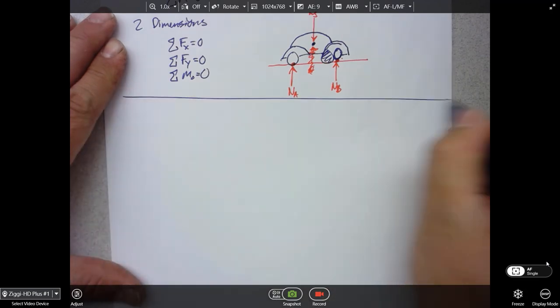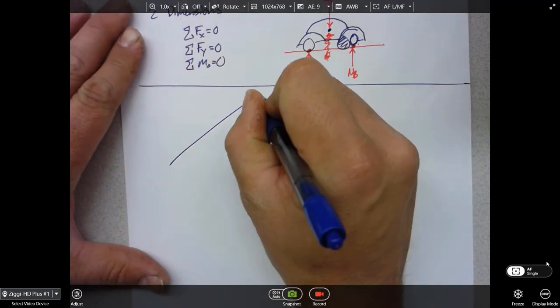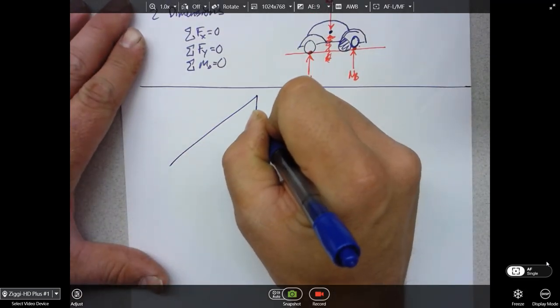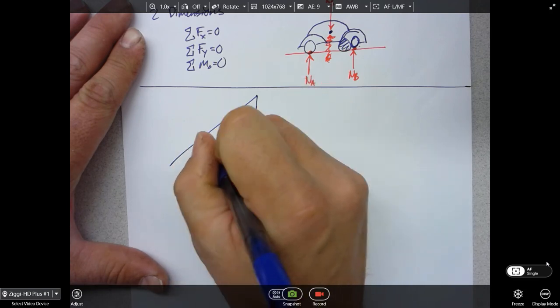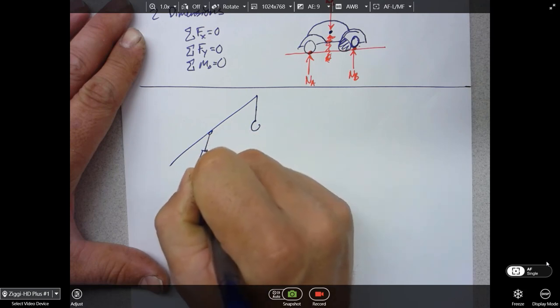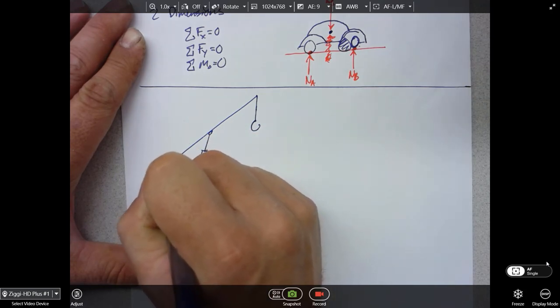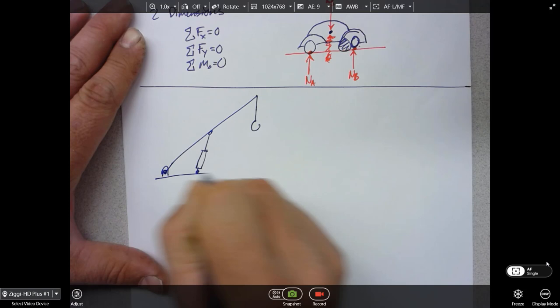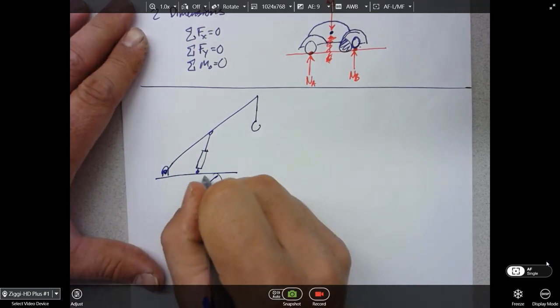Let's say another really common one, right, is I have a crane, okay? And the crane has a hydraulic cylinder that comes down to some point here, and there's a point here, okay? And this is on the back of a big truck.